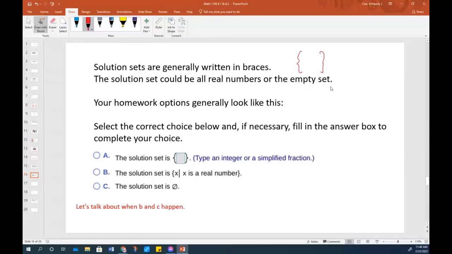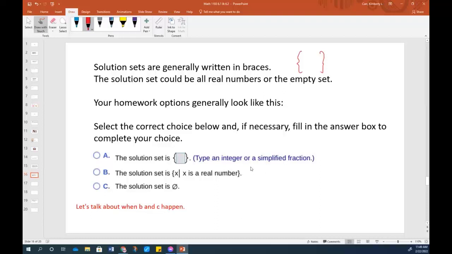So when you're doing your homework, they're going to give you a problem. And then the very first choice you're going to get is usually what I have here. It's a little bit fuzzy because I copied it and pasted it from a homework question. So you will either choose A, B, or C. The solution set is. And you're going to do that when you know the number that x equals, or you know the number that y equals. However, when you are solving equations, sometimes you don't get a simple answer like that. So that's what B and C are about. So let's talk about when B and C happen.